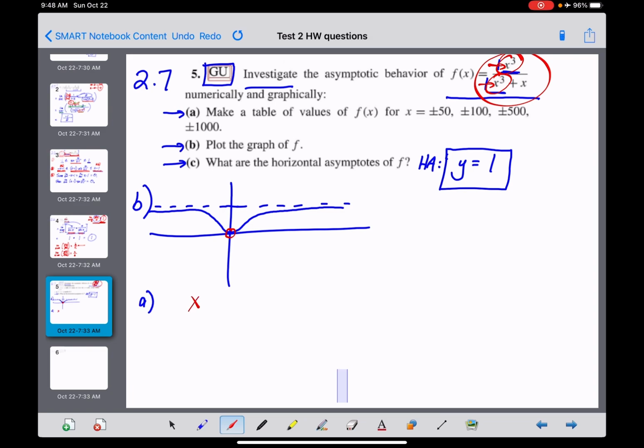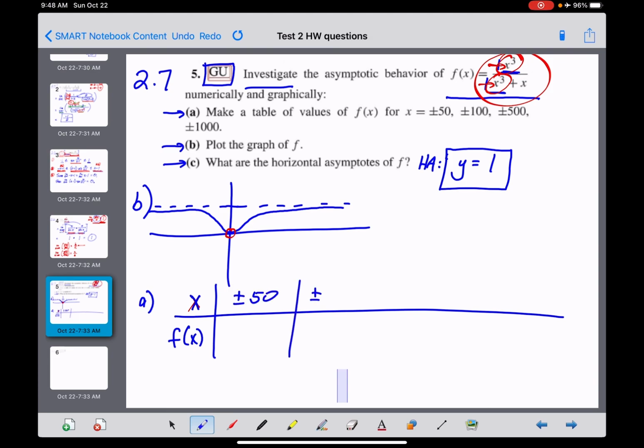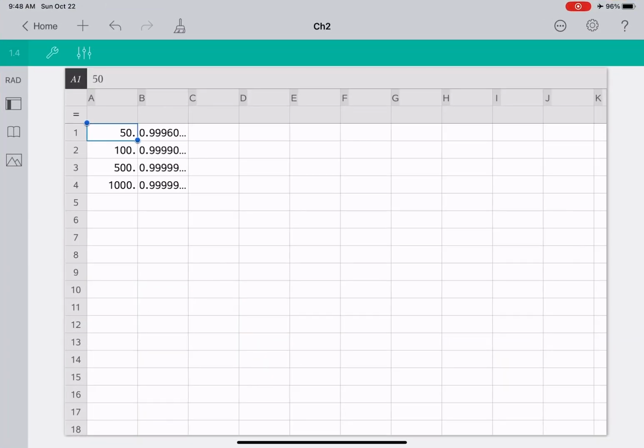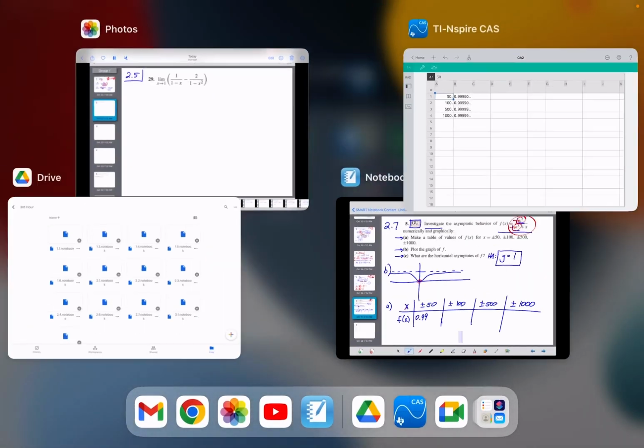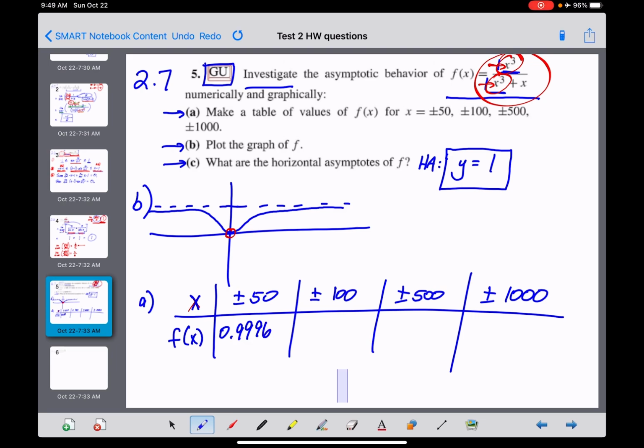So for A, if I wanted to write down my answer right here, if I made a table, I'm going to go horizontal right here of x and then f of x. We'll go this route right here. And it doesn't matter whether we do plus or minus 50, so I can put them in the same spot in the table, and then 100, and then plus or minus 500, and then plus or minus 1,000. I thought here we got 0.99. I better look at this again. That was 0.9996. Okay, gotcha. And then 0.99990. And then after that, I just got, what, five nines, I think, for both of these numbers.